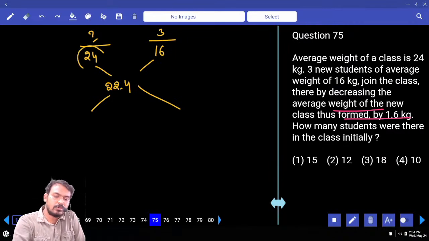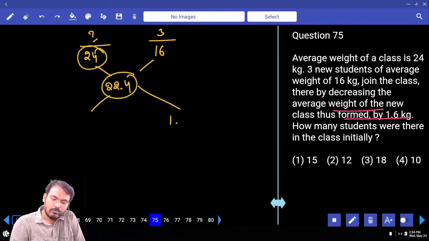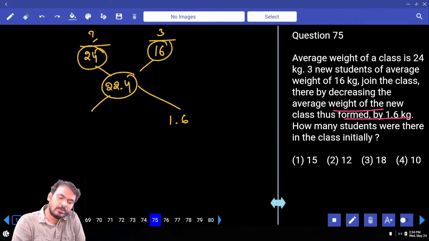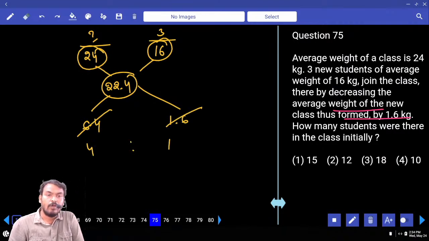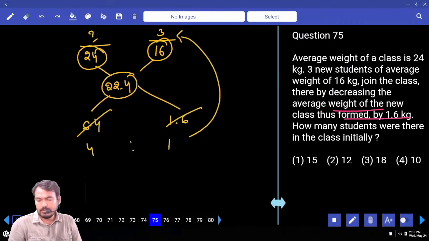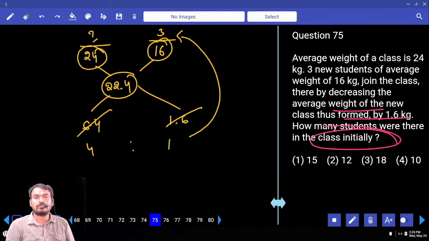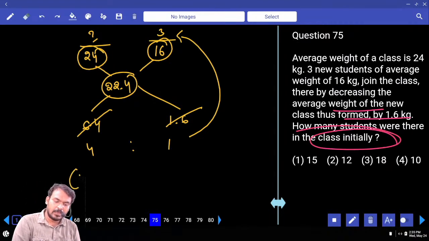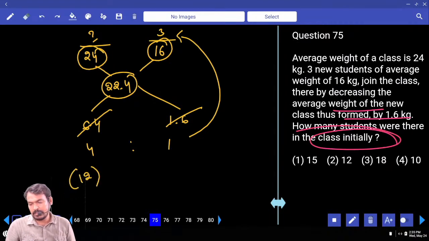What is the difference between 24 and 22.4? 1.6. 16 and 22.4 difference is 6.4. What is the ratio? 4:1. One part is how much? 3. What is the question here? Initial students are 4 parts, which is 12. What is the answer? 12.